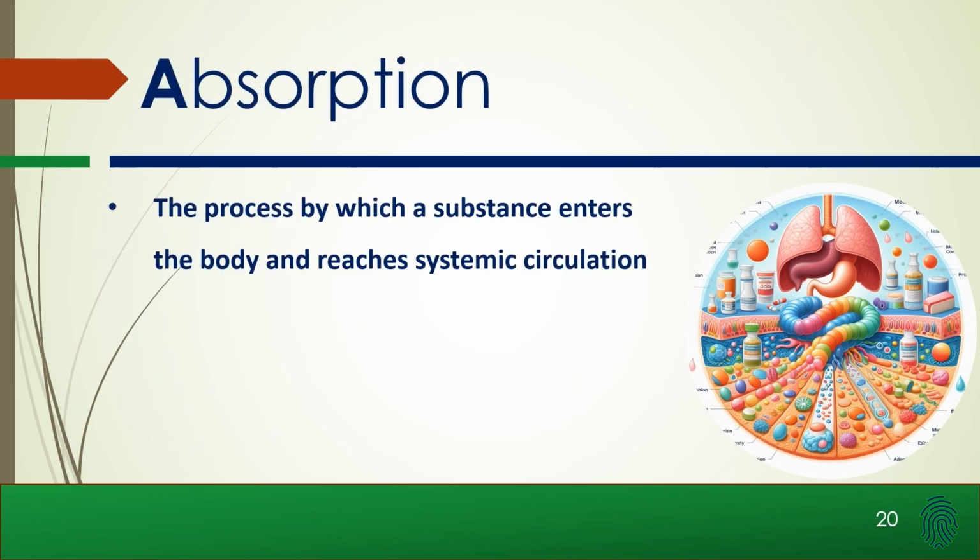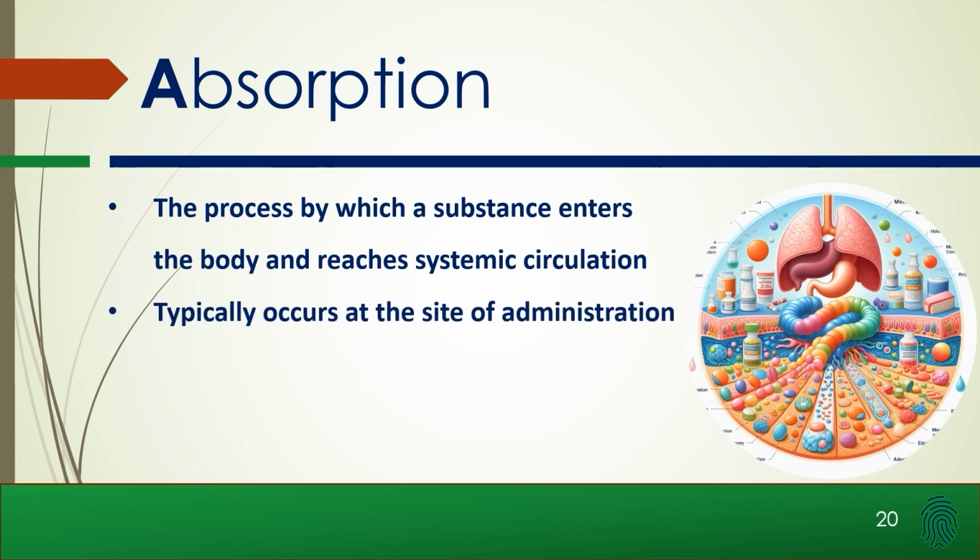Absorption. This is the process by which the substance enters the body and reaches the systemic circulation. It typically occurs at the site of administration, either oral, intravenous, or dermal. This is how the drug enters the body.